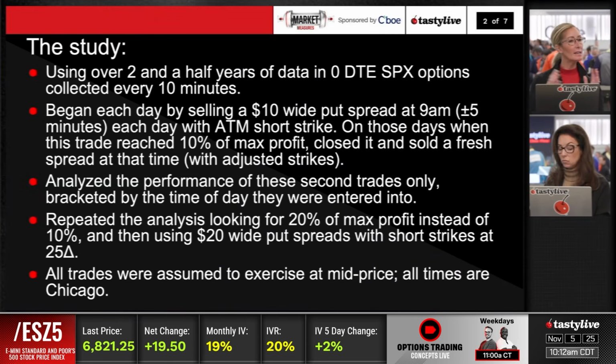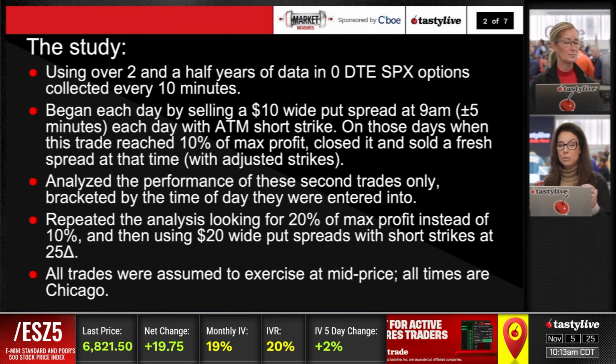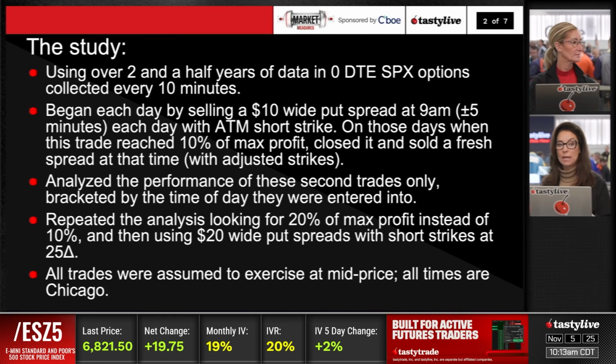And then analyze the performance of these second trades only. So we're not even going to talk about the first. It's the second trades only when we're going through this. And we repeated the analysis looking for 20% of max profit instead of 10. So the first ones were closed at either 20 or 10. So we're only looking at the second trades of the day. And then they also looked at $20 wide put spreads with short strikes at 25 delta. So we're looking at $10 wide at the 50 delta, $20 wide at the 25 delta, and the results are only the second trades of the day.